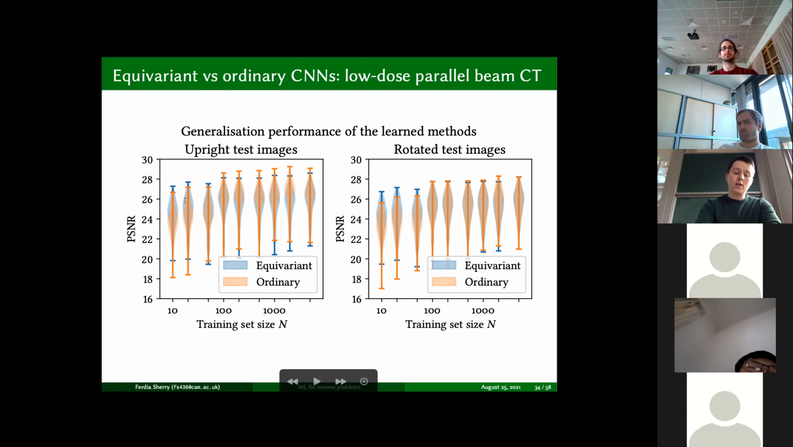Another interesting thing is, even though the overall pipeline is not equivariant, you can test on rotated images, and you find that if you use these equivariant models for the proximal operator, you have more robustness to the rotated images as well, so to unseen rotations.